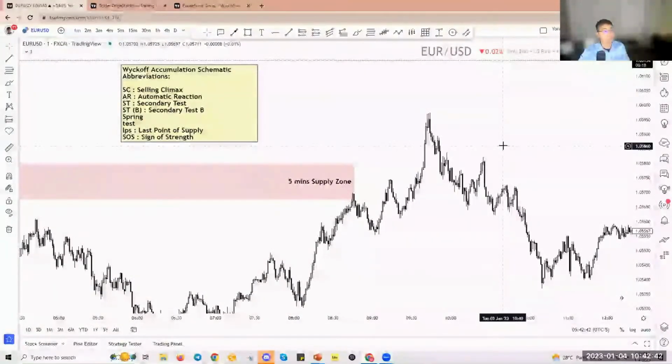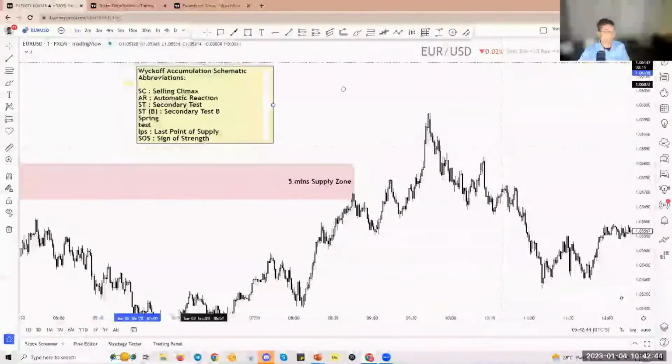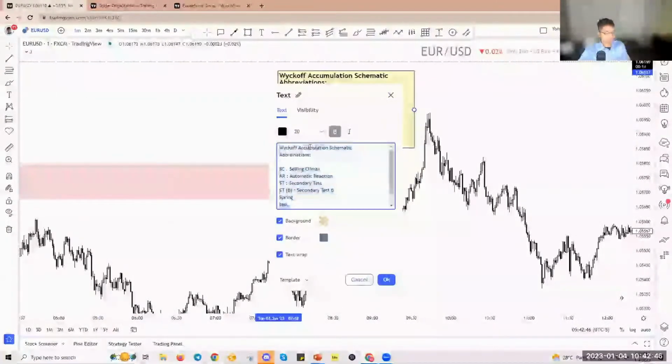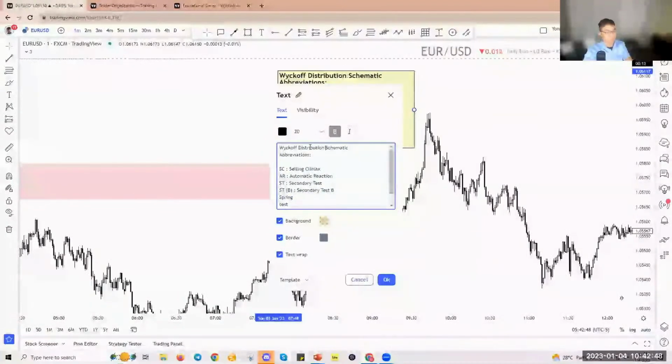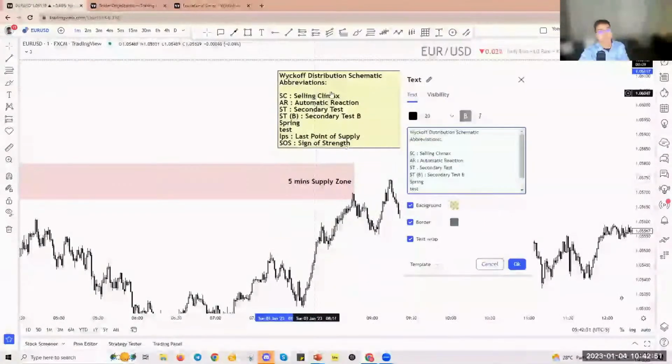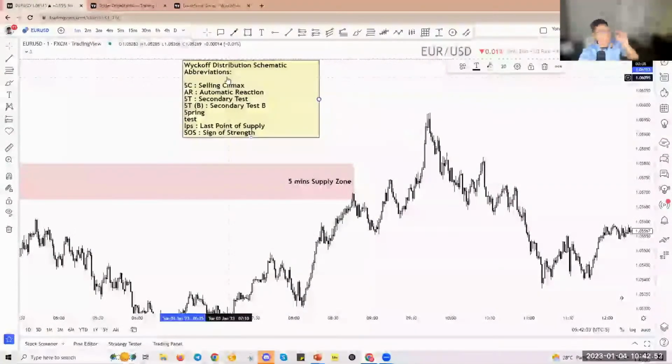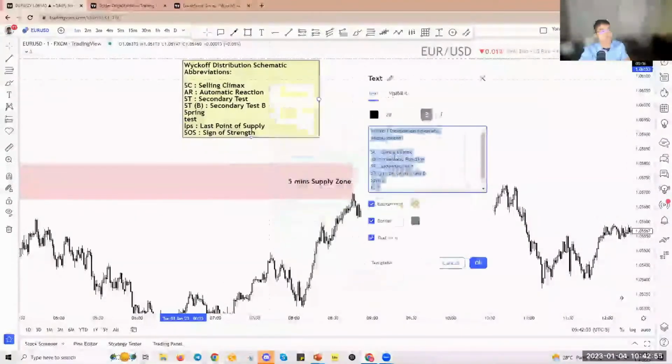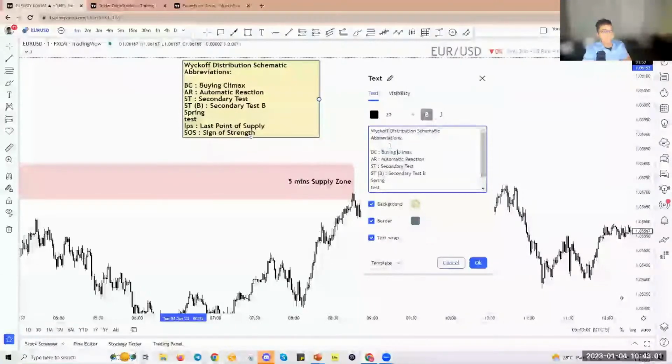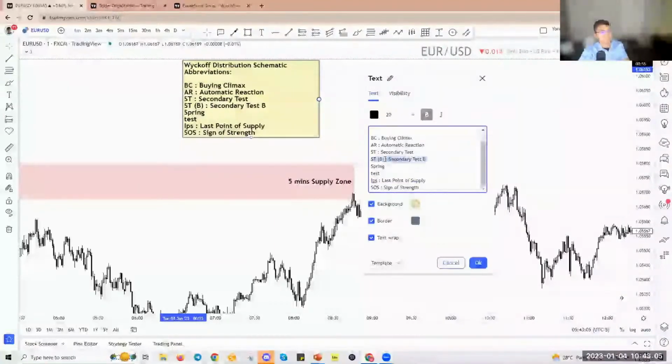So how do we do that? For the Wyckoff distribution schematic, I suggest you guys go and practice accumulation first before you start to look for distribution. So instead of SC, we have BC. What is BC? It means buying climax. Same thing, we have automatic reaction, secondary test, but we do not have a secondary test B. We have a UT. So UT is called the upthrust.